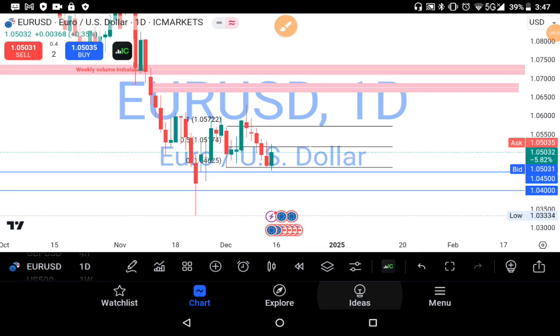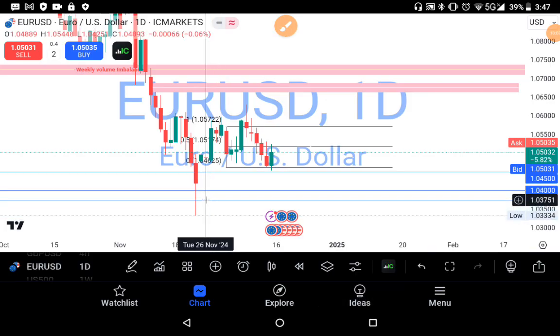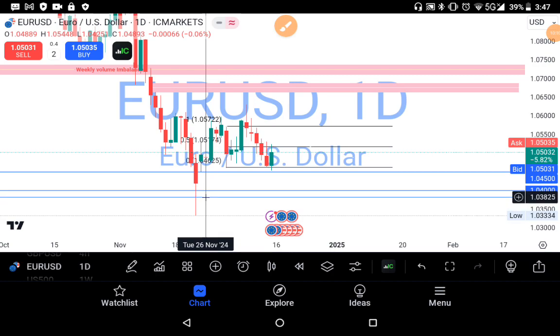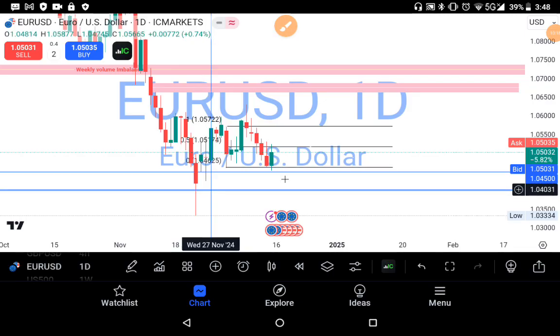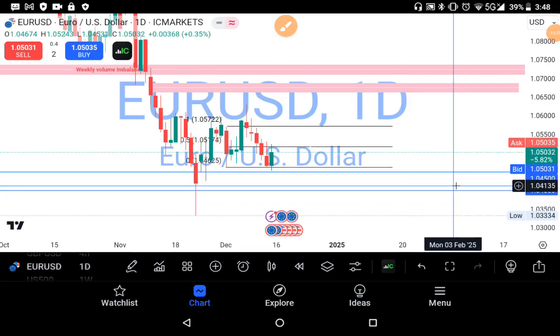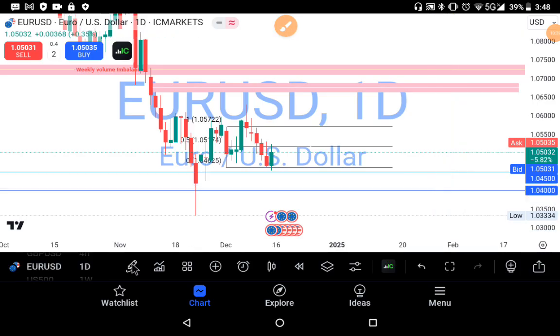But if 1.04500 gives way, I will come in into 1.035. I'll be watching 1.03800. Yes, so I'll be watching 1.03800. If 1.04500 gives way, I'll be watching 1.03800.